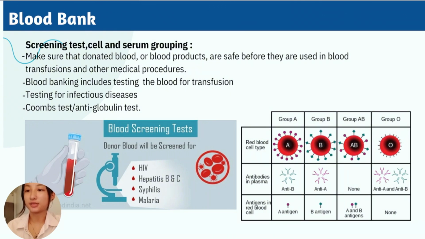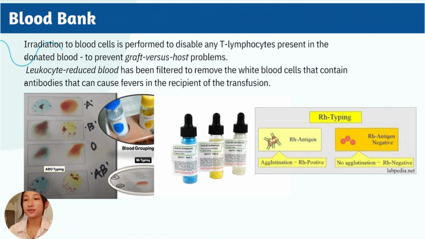We also have to test the blood, and we use the Coombs test or antiglobulin test. Irradiation of the blood cells is performed to prevent graft versus host problems, and leukocyte-reduced blood has been filtered to remove the white blood cells that contain antibodies that can cause fevers in the recipient of the transfusion. So in order to prevent all this, we have to do the Rh typing or blood grouping.